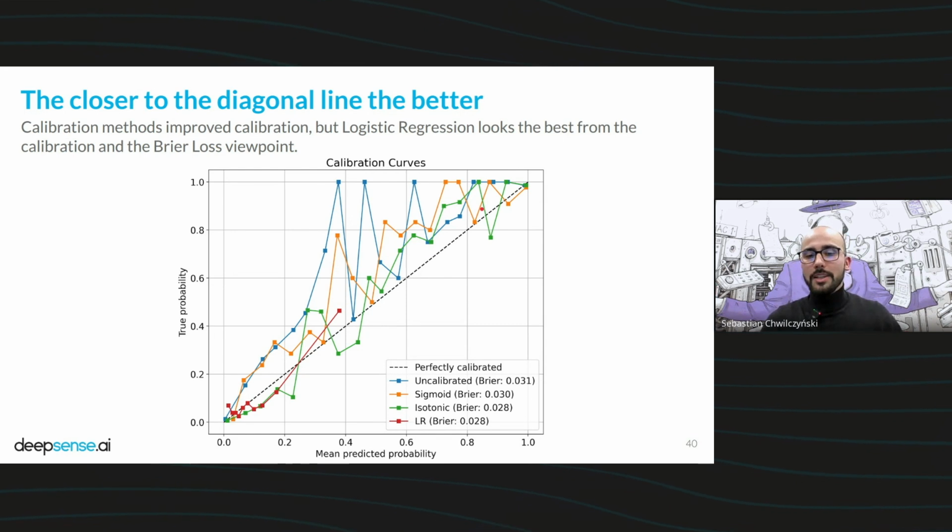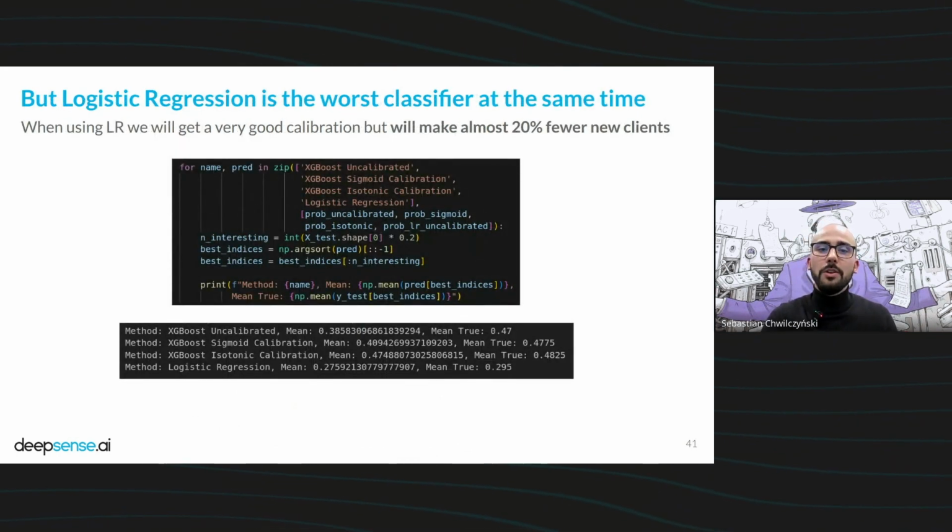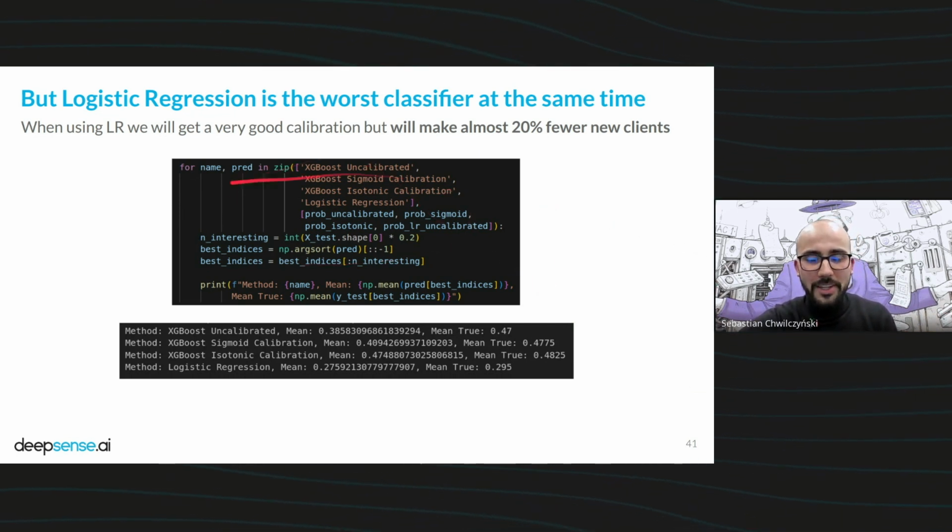But the next point is to look at the problem from different viewpoints. Yes, logistic regression is calibrated the best, but it is also the worst classifier at the same time. So if we use logistic regression to predict the probability of someone becoming a new customer, we will get 20% fewer new clients. And here is an experiment doing it.